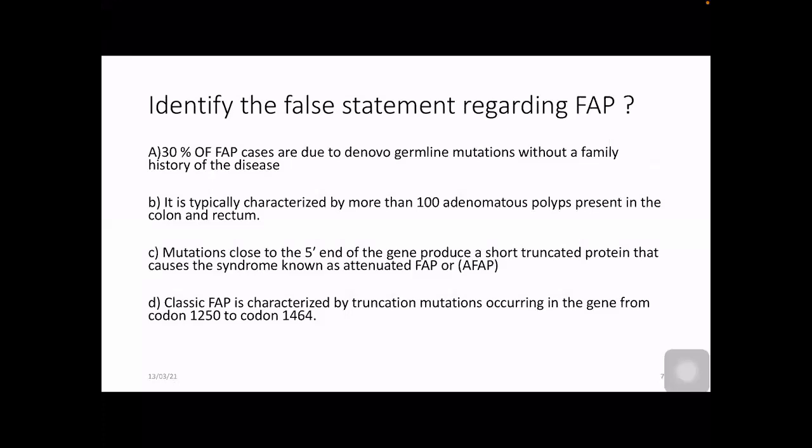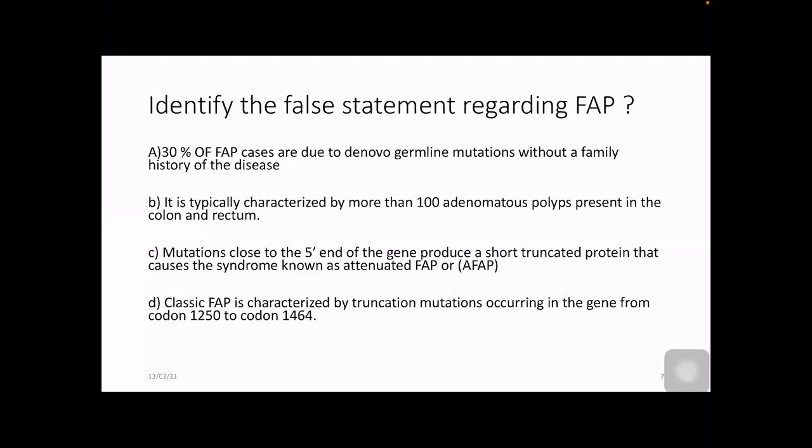Let's do the next MCQ. Identify the false statement regarding FAP. A, 30% of FAP cases are due to de novo germline mutation without a family history of the disease. True or false? Can everybody answer? It's okay if you're wrong. Yeah, someone has answered true.